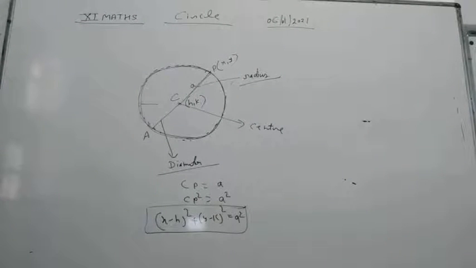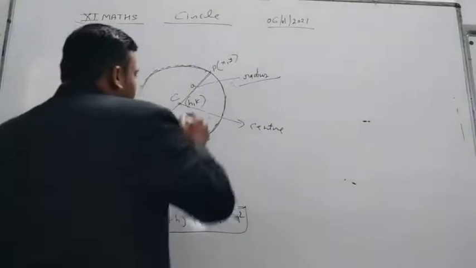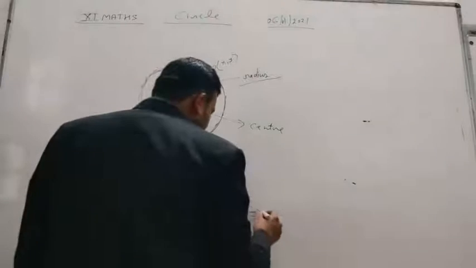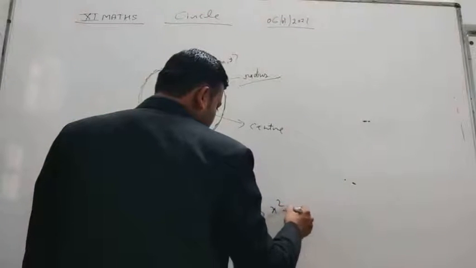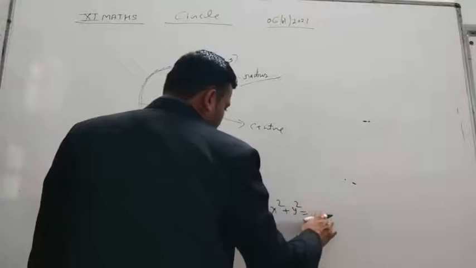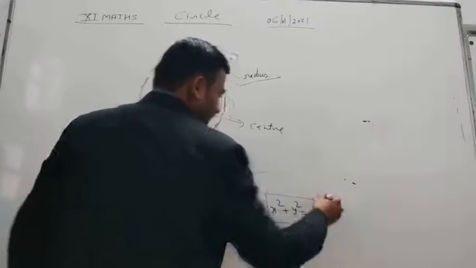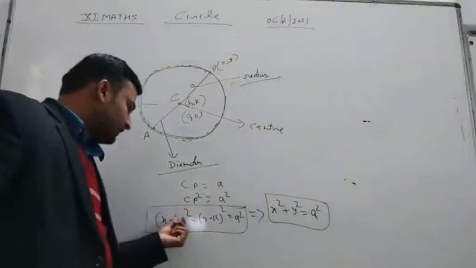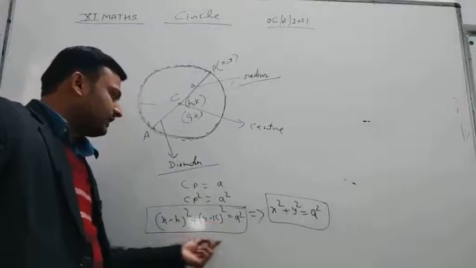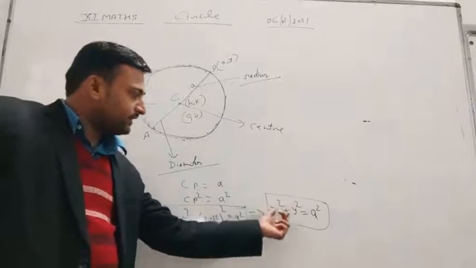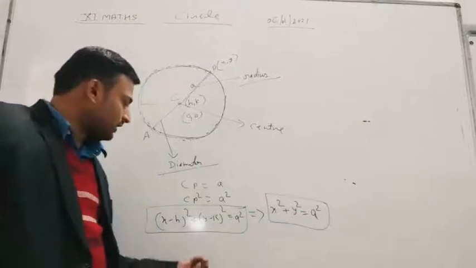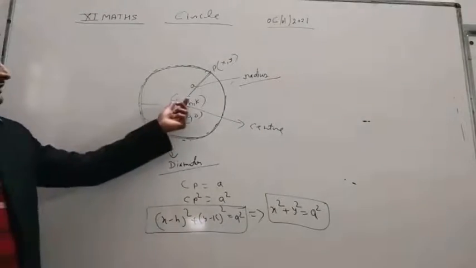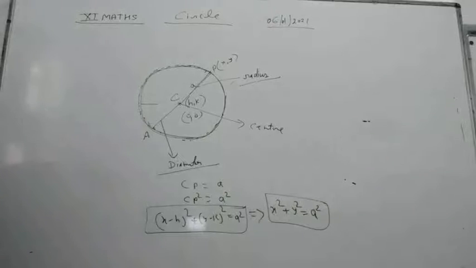Now if we take the center as (0, 0), then our equation will be reduced to x square plus y square is equal to a square. If the center is (0, 0), then we write 0 in place of h and k, and we get our equation of circle, which is x square plus y square is equal to a square. So this is the standard equation of circle, students, and this is our circle.